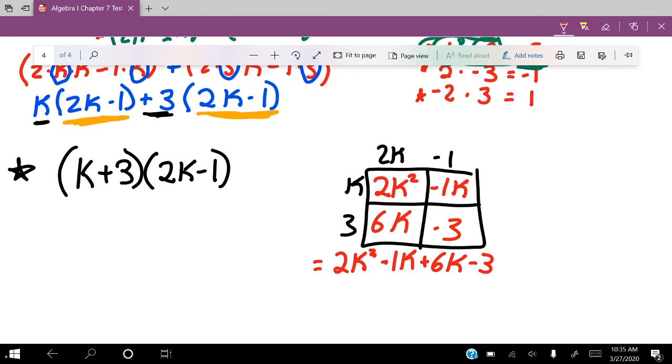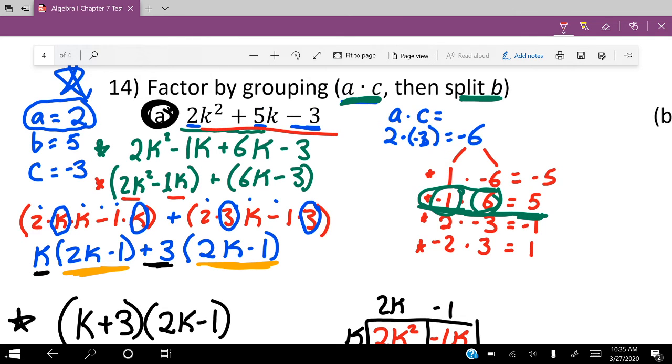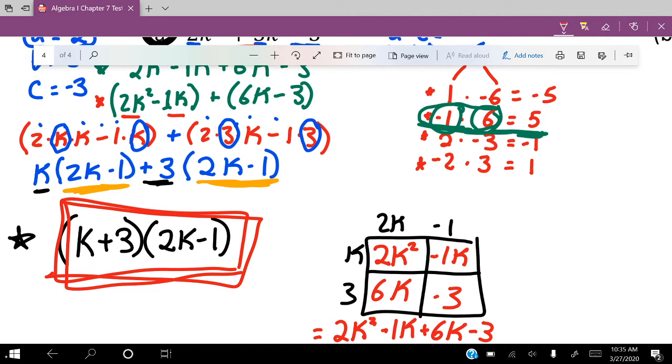Well, if I combine like terms, I know I will get 2k squared. Negative 1k plus 6k is plus 5k minus 3. So this is the same thing I started with, which means that k plus 3 times 2k minus 1 is our answer. So we know that this works.